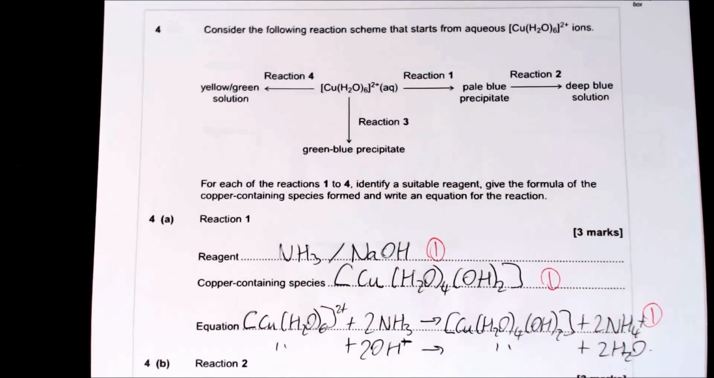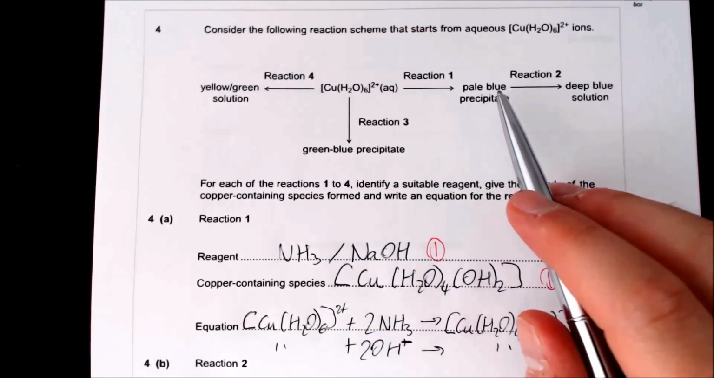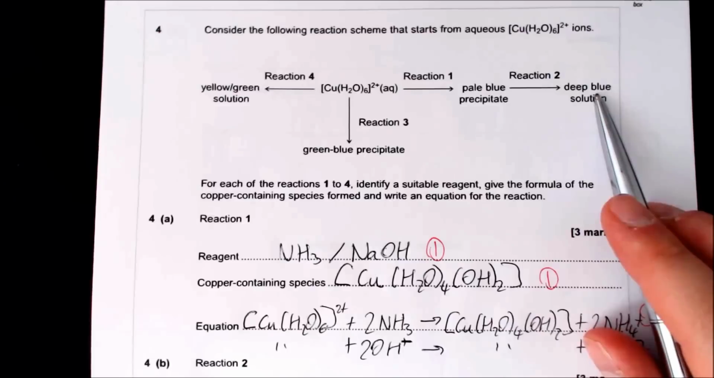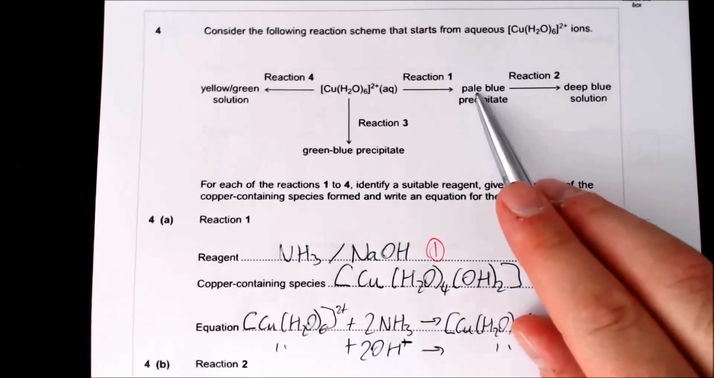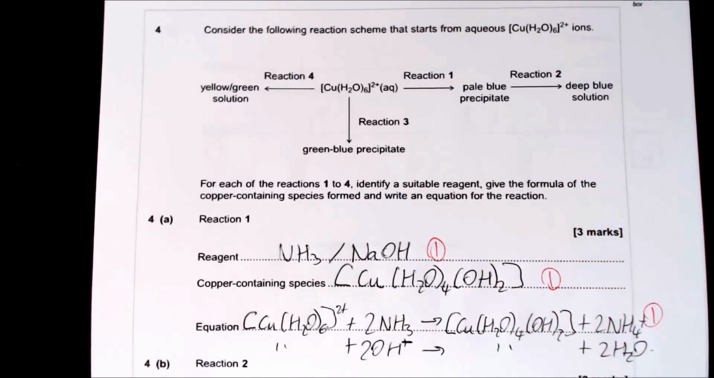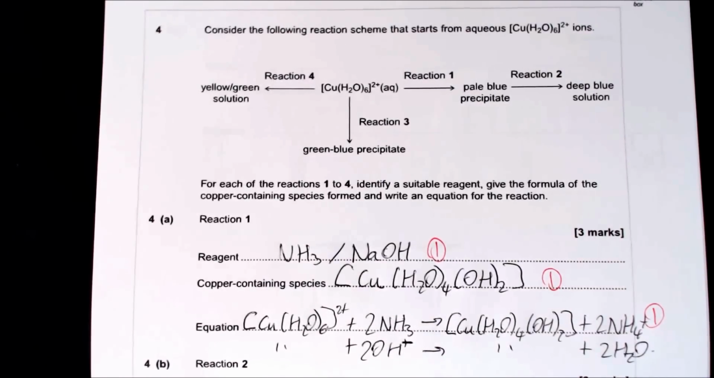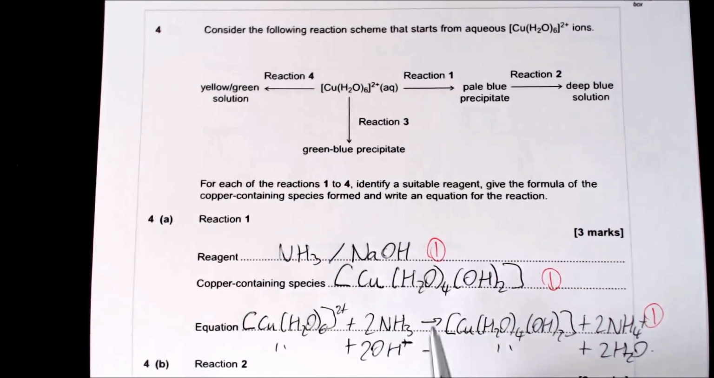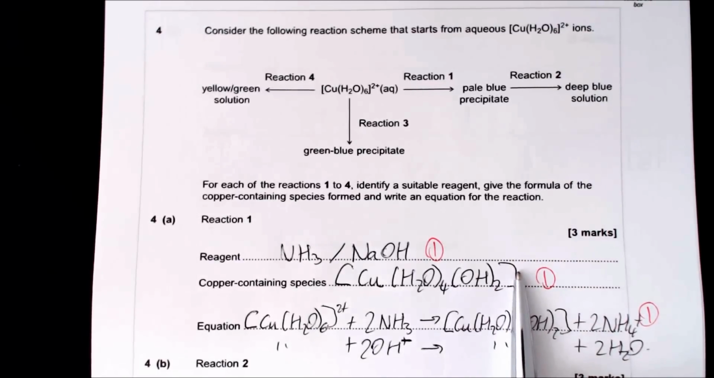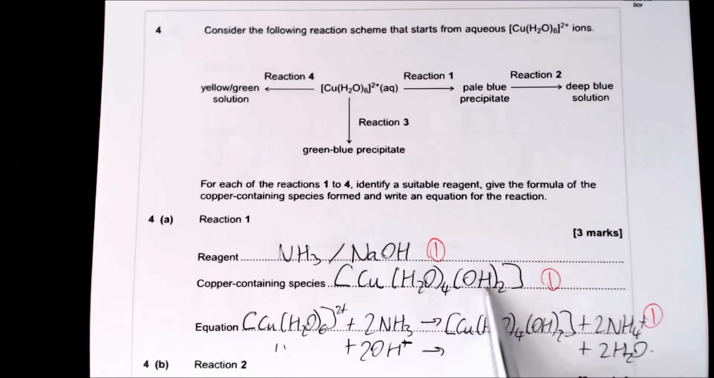So if we just go back up to here for reaction 2, sorry. After you form this blue precipitate, it then forms a deep blue solution. So the precipitate redissolves from this. Now that's a classic sign of adding the same compound, but we are effectively adding more of it, and the precipitate redissolves. So we are forming a complex that is charged again, because neutral complexes like this, when they have no charge, they're insoluble. They don't dissolve in water.